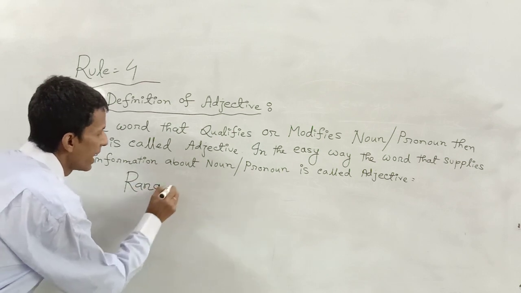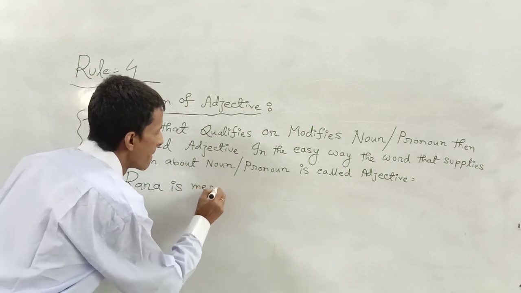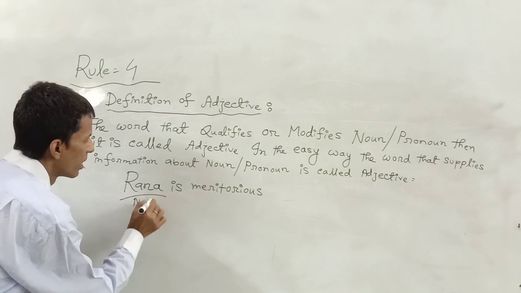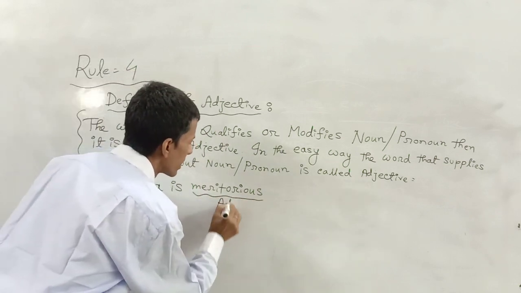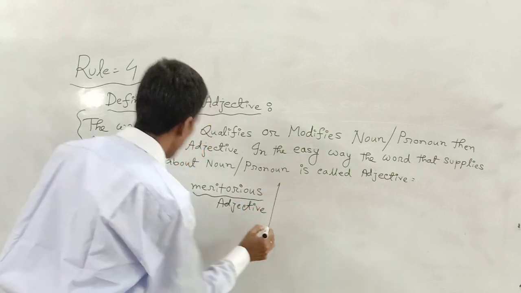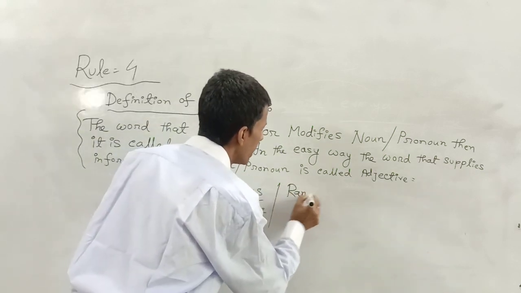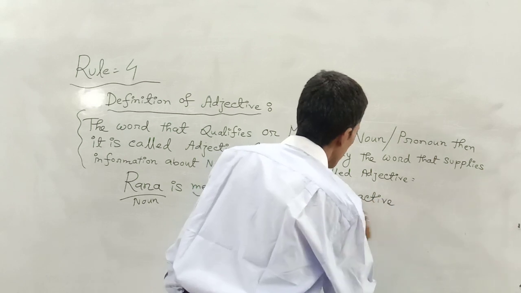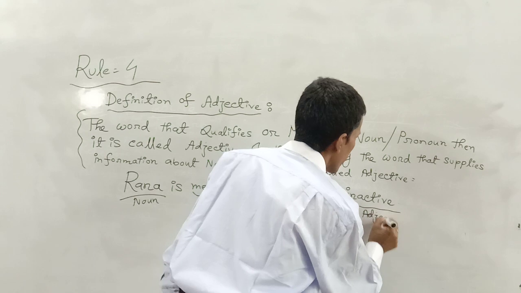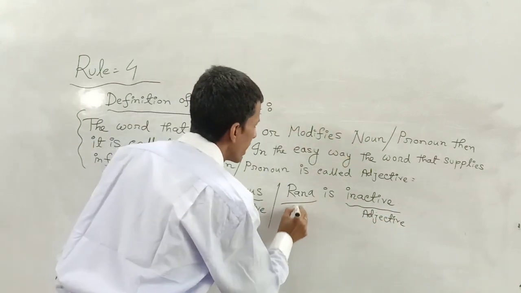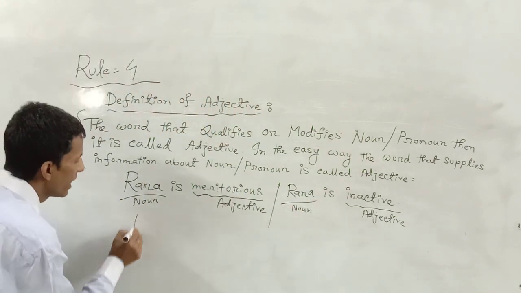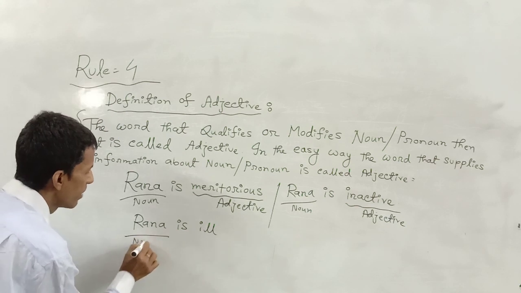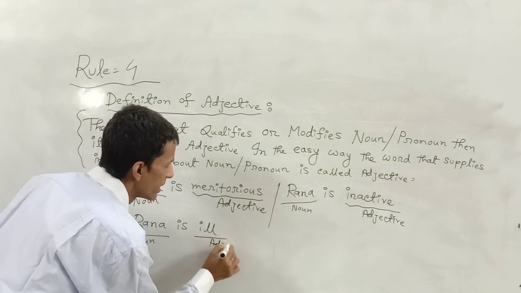Like Rana is meritorious. Here Rana is noun and the word meritorious is adjective. This is the quality of noun. But if in a different way I write Rana is inactive, then inactive can also be called adjective. Rana will be counted as noun again. If I write down Rana is ill, then like the previous examples, Rana is noun and ill is also adjective.